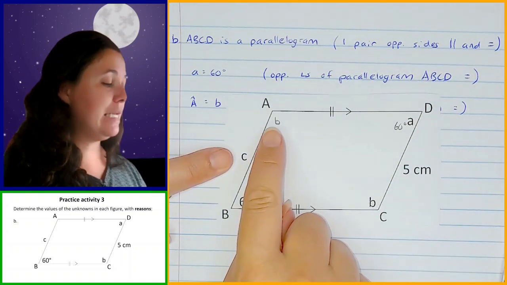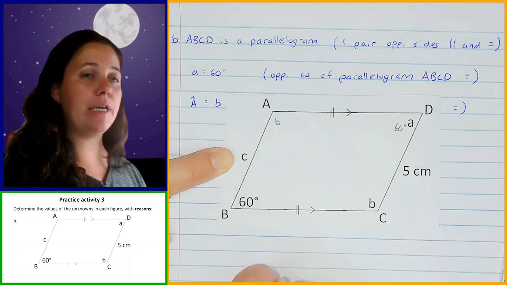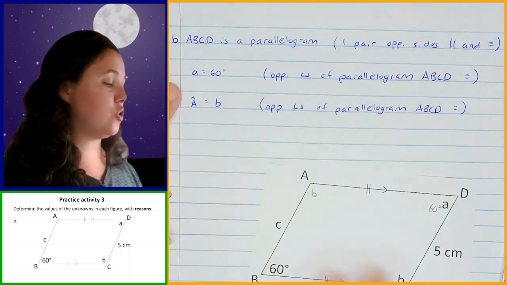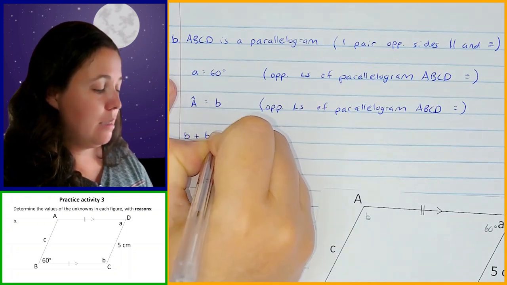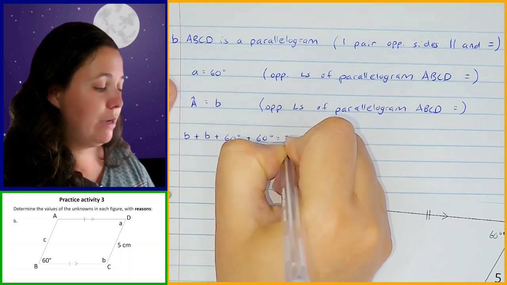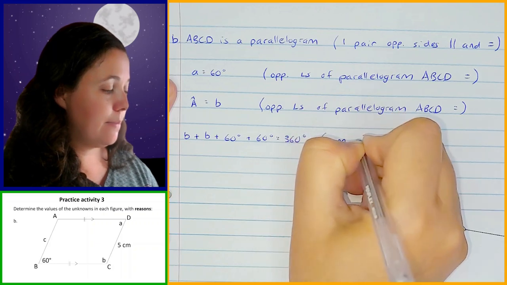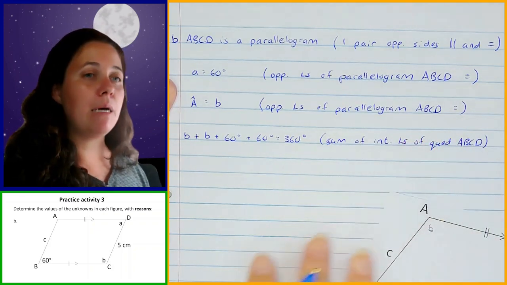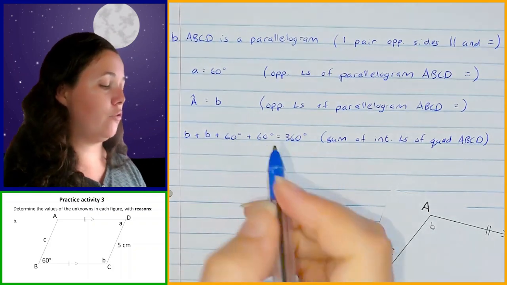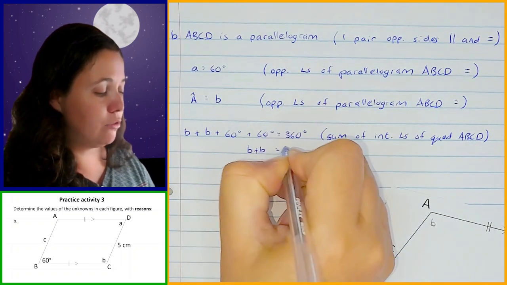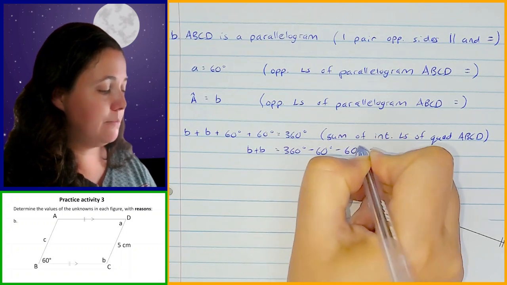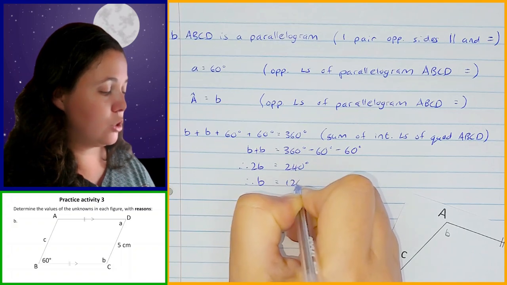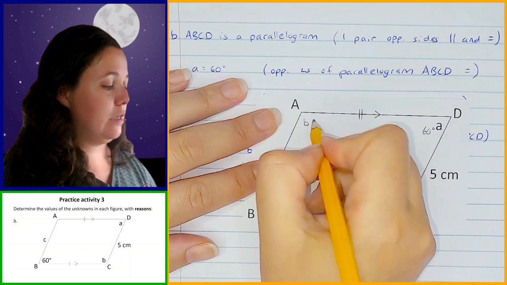Because I now know that I've got B there, 60 degrees and 60 degrees, I can now use the interior angles of a quadrilateral. I know that in any quadrilateral, the interior angles must all add up to 360 degrees. So B plus 60 degrees plus another 60 degrees must equal 360 degrees. My reason is the sum of the interior angles of quadrilateral ABCD must add up to 360 degrees. Then I can solve my equation. B plus B equals 360 degrees minus 60 minus 60, and that gives me 2B equals 240 degrees. So therefore B is equal to 120 degrees. And that I can fill in here. It's not really going to help me, but I can fill it in if I want to.